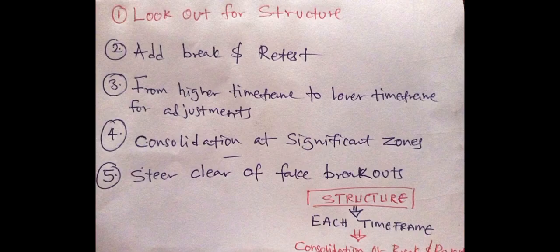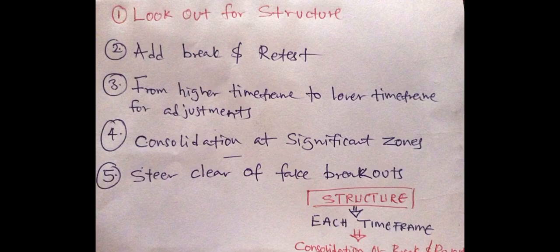The fourth one is consolidation at significant zones, that one too. You need to pay attention to where there's a reaction. Let's say a pair is consolidating at a particular spot, it's not breaking below, it's not breaking above. So that level too is very, very important, so you should pay attention to it.